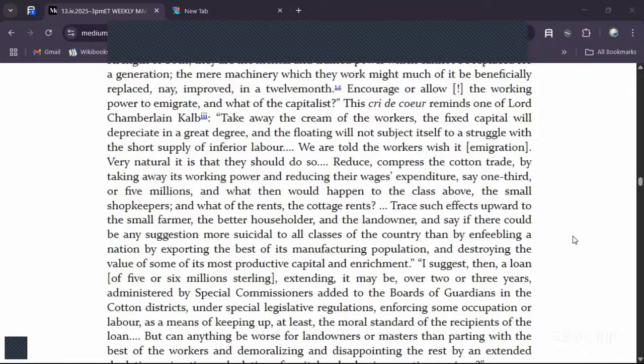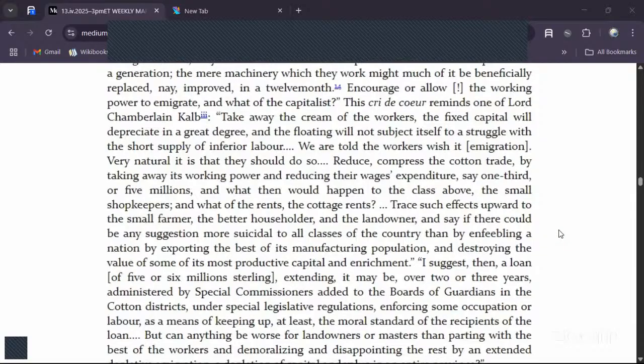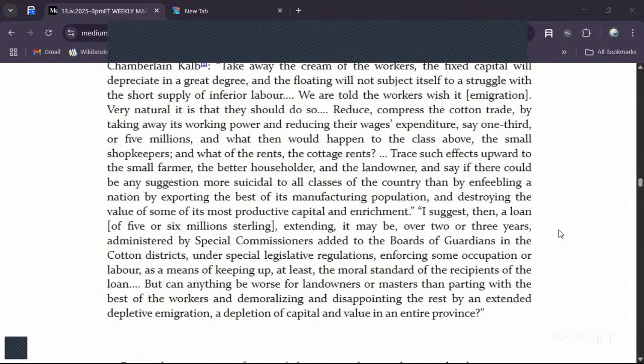And say, if there could be any suggestion more suicidal to all classes of the country than by enfeebling a nation by exporting the best of its manufacturing population and destroying the value of some of its most productive capital and enrichment, unquote. Quote, I suggest, then, a loan of 5 or 6 millions sterling, extending, it may be, over 2 or 3 years, administered by special commissioners added to the boards of guardians in the cotton districts under special legislative regulations enforcing some occupation or labor as a means of keeping up at least the moral standard of the recipients of the loan.